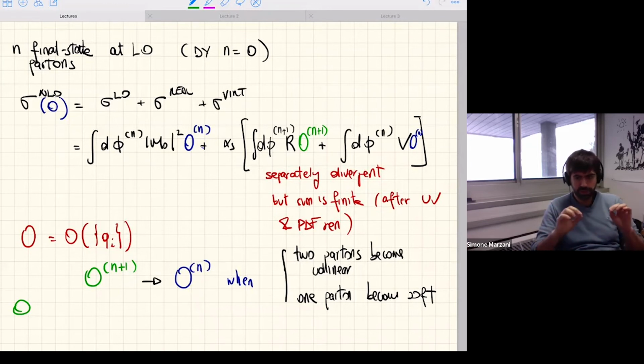If I have my observable which depends on all of these four momenta, q1 to qn, then if one of the momenta becomes soft, the observable should not depend on this one. This definition of infrared and collinear safety goes back to the work by Sterman and Weinberg, and is sometimes referred to as the Sterman-Weinberg definition of IRC safety. So if two particles become collinear, then the observable should only depend on the sum of the momenta of these two particles. If one particle becomes soft, the observable should be independent of this.